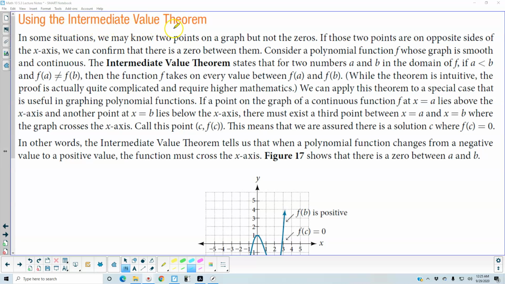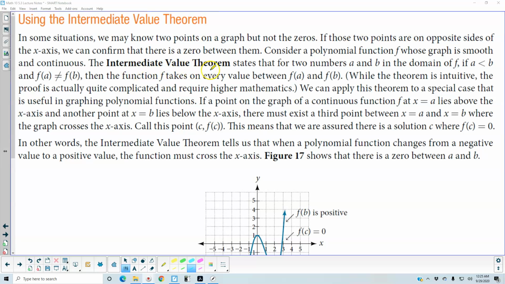using the intermediate value theorem. In some situations, we may know 2 points on a graph, but not the zeros. If those 2 points are on opposite sides of the x-axis, we can confirm that there is a zero between them. Consider a polynomial function f whose graph is smooth and continuous.